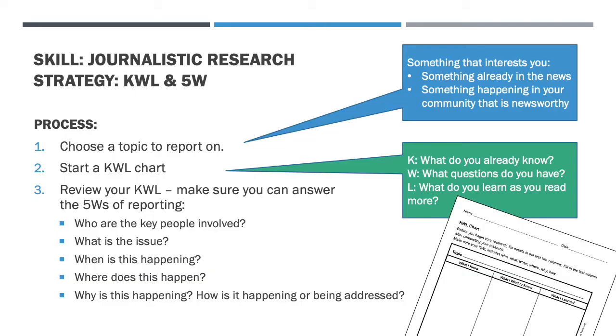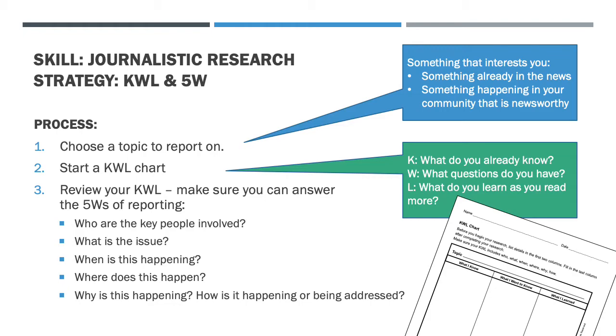Today I'm going to teach you some basics about journalistic research. We can use two strategies that we're already familiar with, KWL and 5W. First, you're going to choose a topic that you want to report on this week. It should be something that interests you, that is either already in the news but you have more questions or more to say about it, or it's something that's happening in your community that you think is newsworthy but may not be on the news.